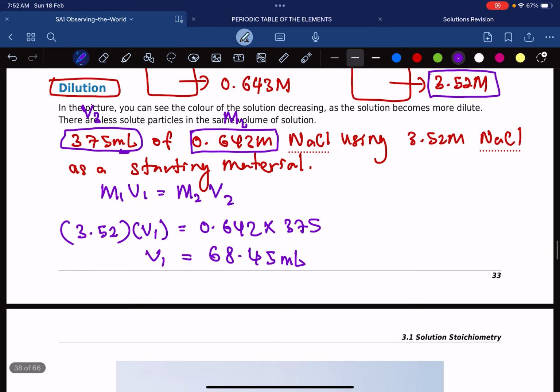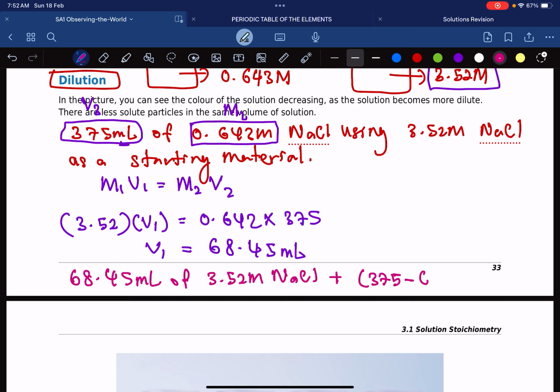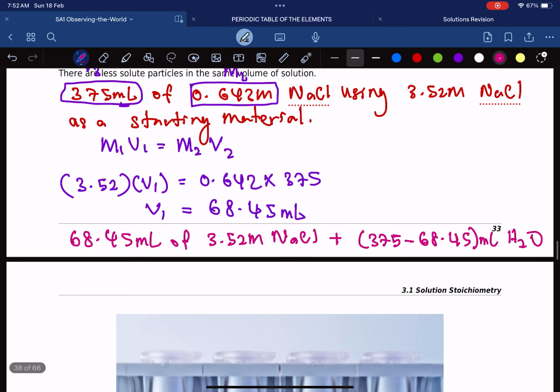So what does this mean to us? It basically means you take 68.45 ml of 3.52 molar sodium chloride. You take that, and then you add 375 minus 68.45 ml of water.